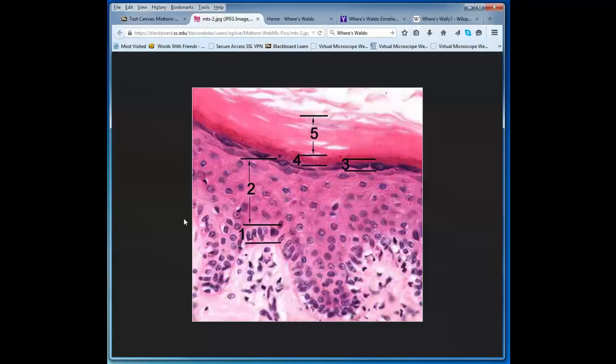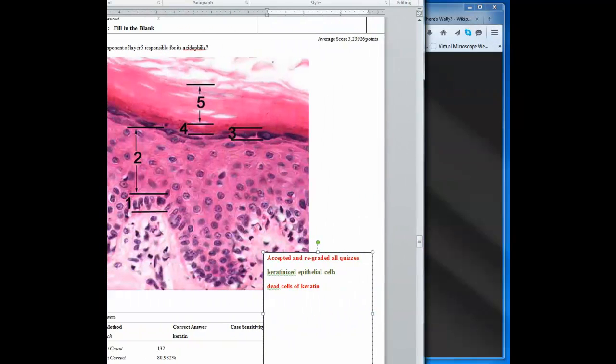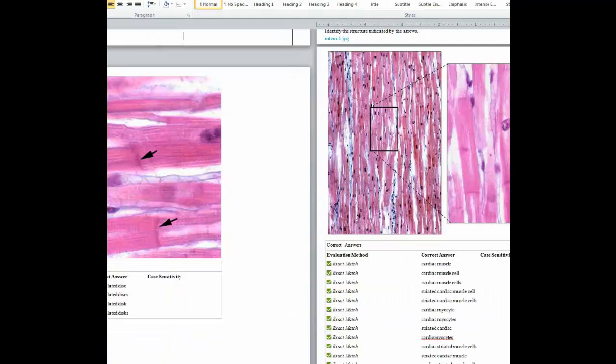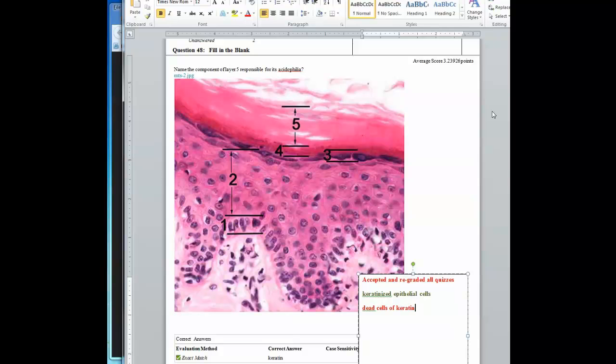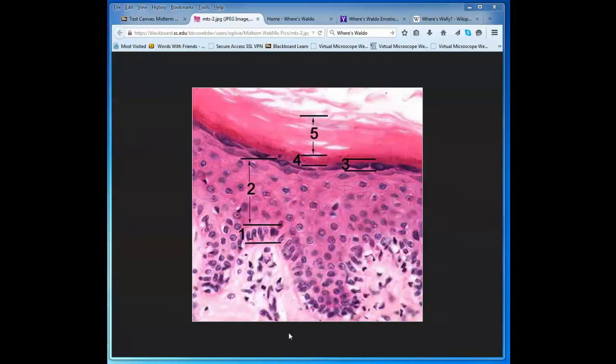However, we did accept keratinized epithelial cells. And in reviewing, once again, the choices that were entered, we found that we could accept dead cells of keratin. Actually, only one student answered that, so we will be regrading shortly and accepting that answer. But if you answered with the layer, stratum corneum, or things like that, that's not correct. We asked what was responsible for the acidophilia, and you had to mention keratin in some way. So let's go on to the next question now.